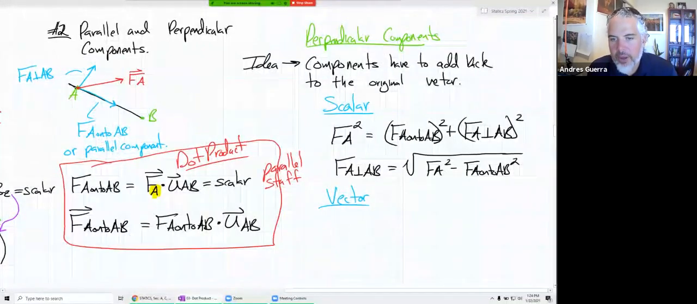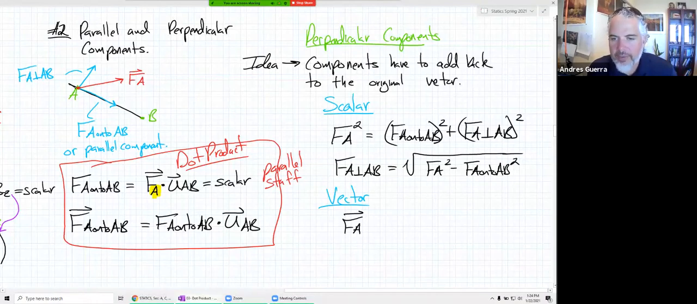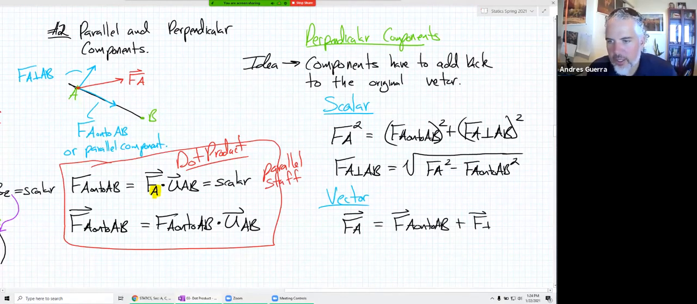For the vector stuff, if we're wanting to do this in terms of a vector, it's the same thing, but when we've already got it written out as vectors, so our original vector, FA, has to be equal to the FA onto AB vector plus the perpendicular, the FA perpendicular to AB. And so we could just rearrange this one, and we can find FA perpendicular to AB as FA vector minus the FA onto AB.